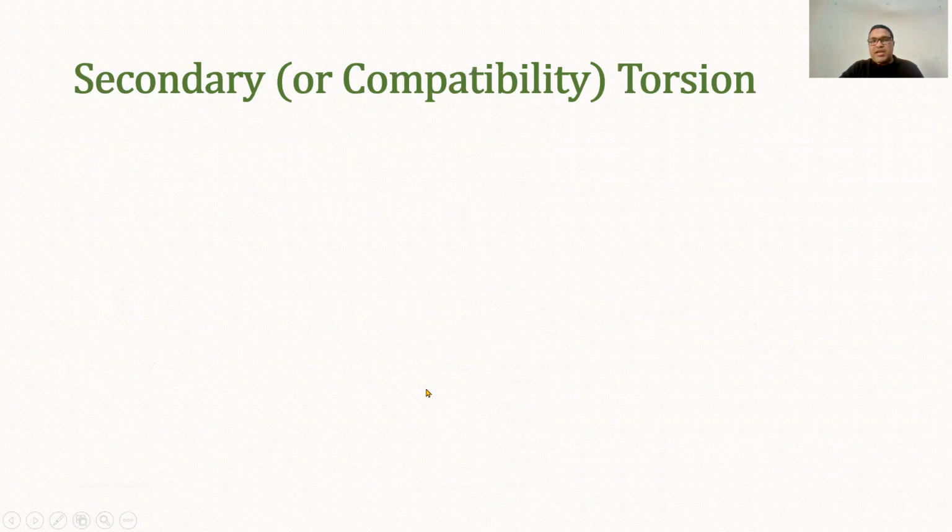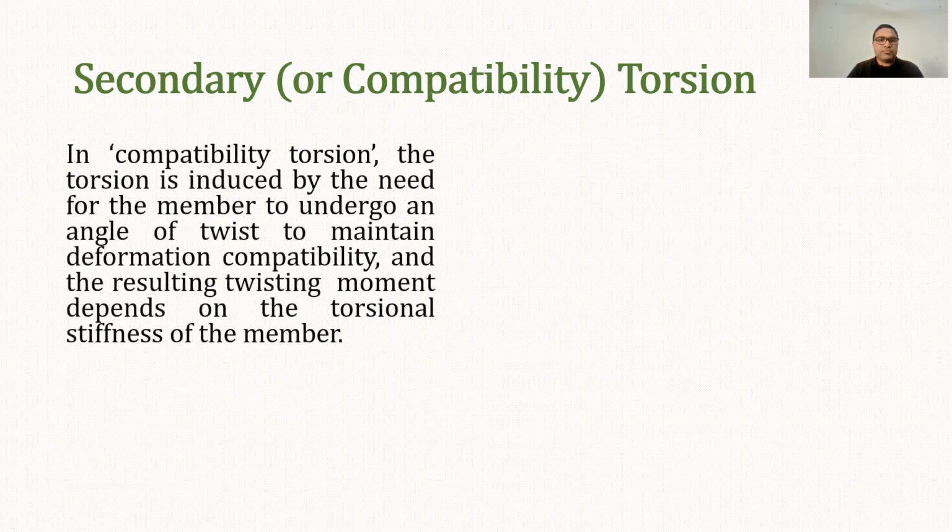Similarly, secondary torsion is also known as compatibility torsion. Compatibility torsion is the torsion which is induced by the need for the member to undergo an angle of twist to maintain deformation compatibility. The resulting twisting moment depends on the torsional stiffness of the member. As I said, primary torsion doesn't depend on the torsional stiffness, but this compatibility torsion depends on the torsional stiffness of the member. I will explain this with the help of an example.